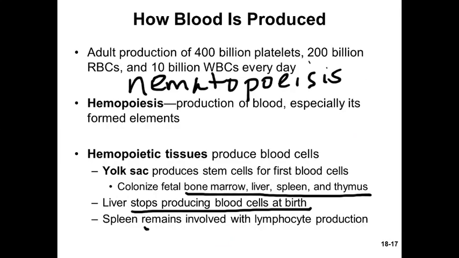The spleen remains involved with lymphatic production, so your lymphocytes, yes, they are initially produced in the bone marrow, but they will go to the spleen and they'll go to the thymus, and there will be additional development going on there.